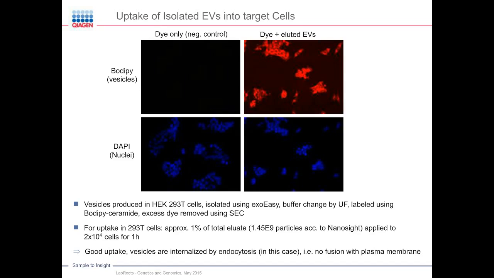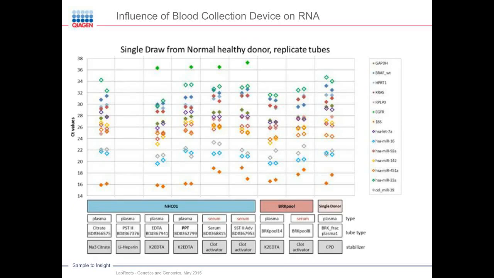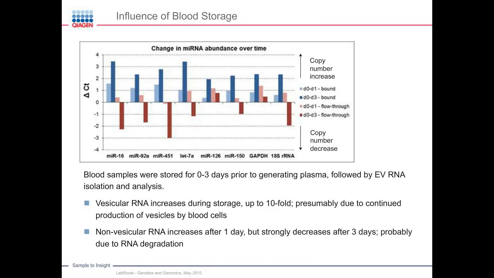Next slide, this is slide 23, we looked at what happens if there is a delay between blood collection and generation of the plasma. We looked at a range of different transcripts directly after blood collection, after 1 day at room temperature, and after 3 days at room temperature. Then we compared the CT values. We took the delta CT between day 1 and day 0 and day 3 and day 0 for the bound fraction, the vesicular RNAs, and the flow-through, the non-vesicular RNAs.